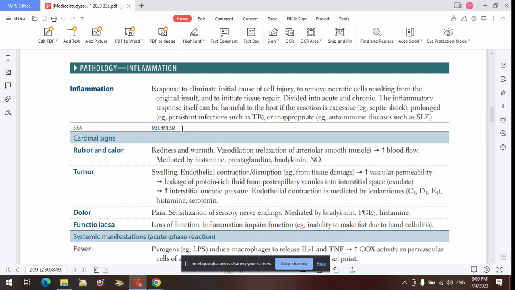Then in some situations, the inflammatory response can be inappropriate, when you have an inflammatory response directed towards self-antigens, like in the case of autoimmune diseases. That is bad. So what are the cardinal symptoms of inflammation that we talked about?